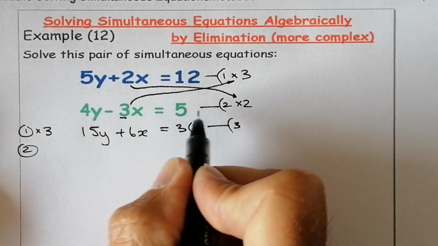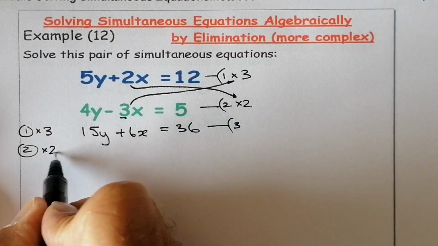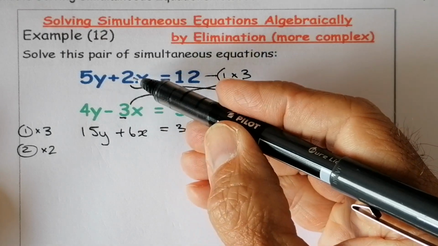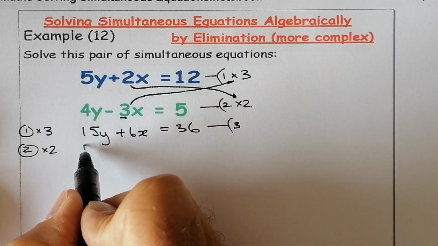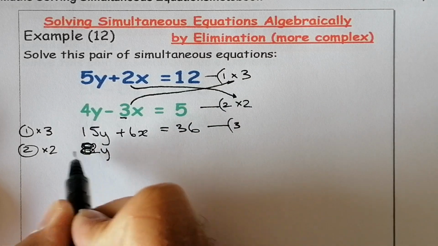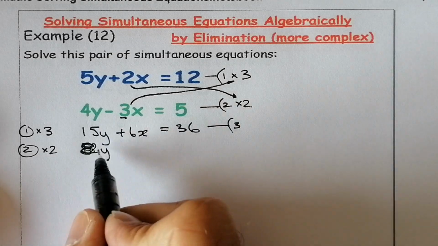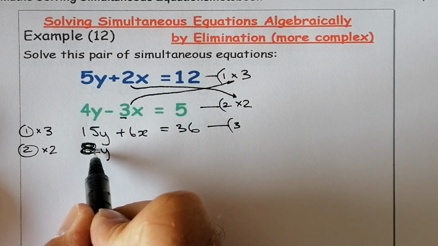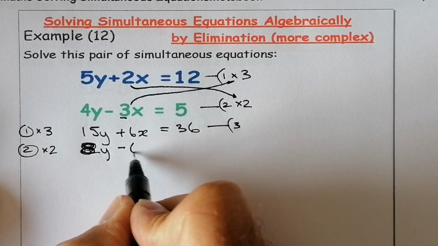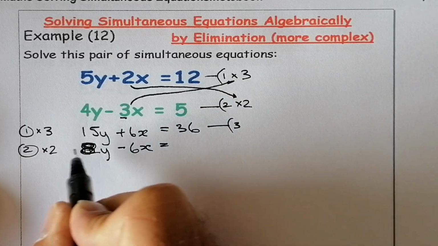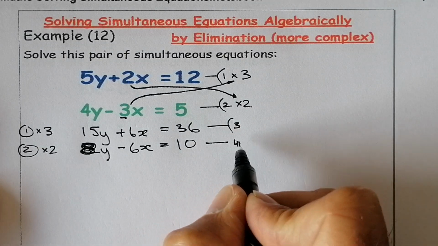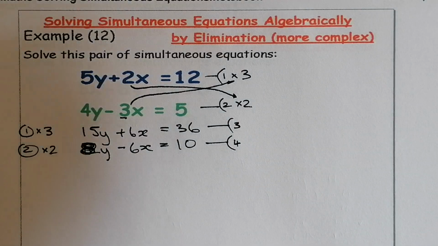Equation 2, what I'm doing with equation 2, I'm multiplying it by 2. As you can see, it's that number times that equation, that number times that equation. That's all we're doing. So that will give me 8y when I multiply that out. 2 times the 4 gives me 8, so that's an 8y. And 2 times the negative 3 gives me negative 6x. And 2 times the 5 will give me 10. And that's my equation number 4.